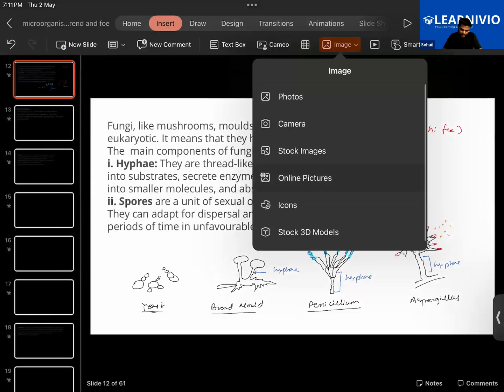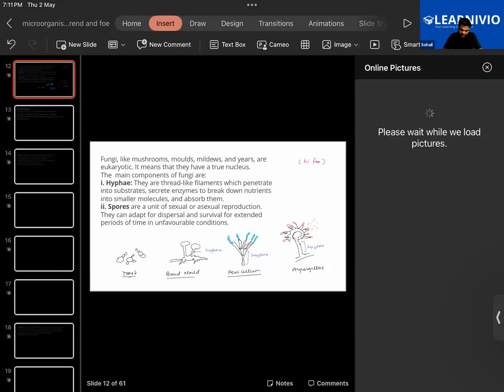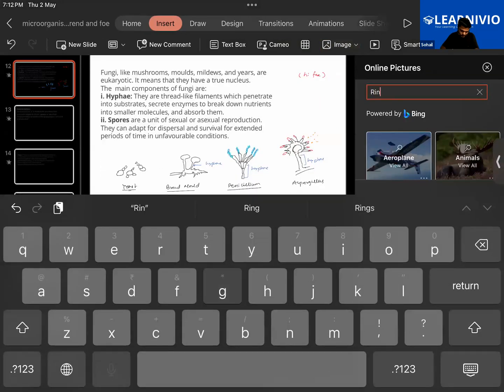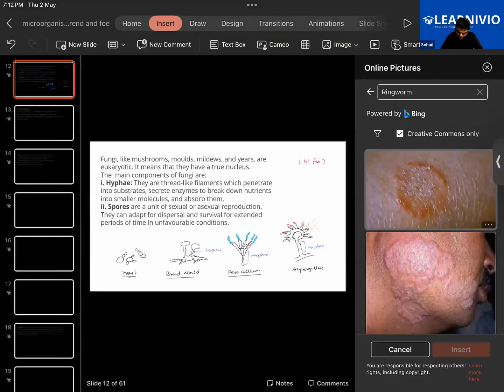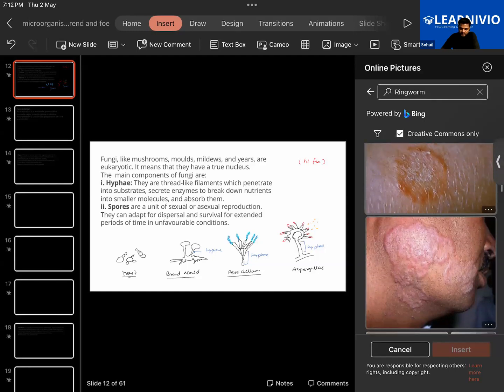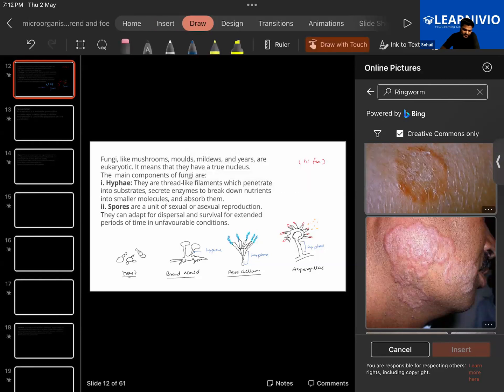Let me show its image. Give me a moment. Yes, look at this one. Have you seen anyone suffering from this kind of condition? Look at how the structure looks. See, it looks circular, thereby it is called ringworm.